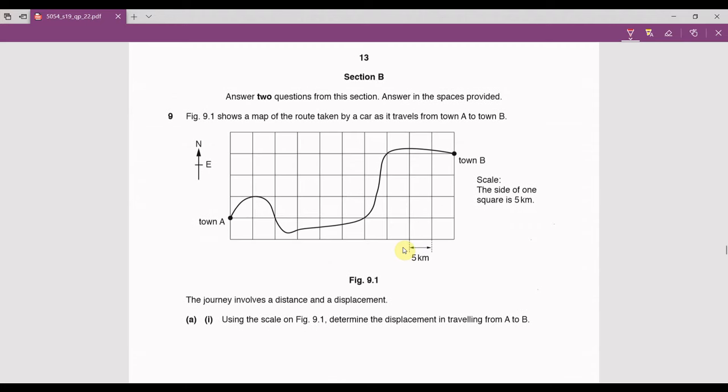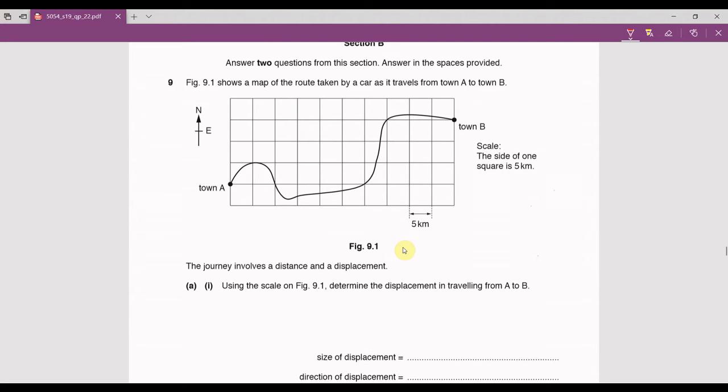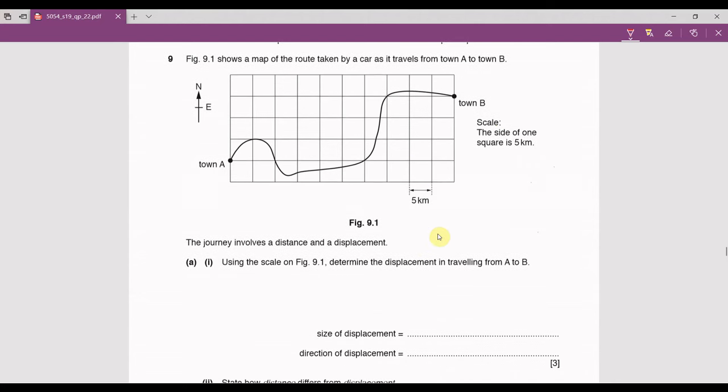Okay, figure 9.1 shows a map of a route taken by a car as it travels from A to B. So there's a car from town A to town B and is taking a weird path between 2 points, and what they're saying, the journey involves a distance and a displacement, and what they want us to do is calculate the displacement from A to B using the scale on figure 9.1. So what I would do here is look at the diagram carefully, and they're saying that one side of the square is equal to 5 kilometers.